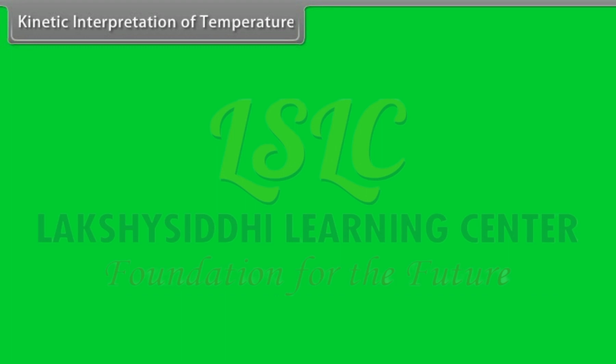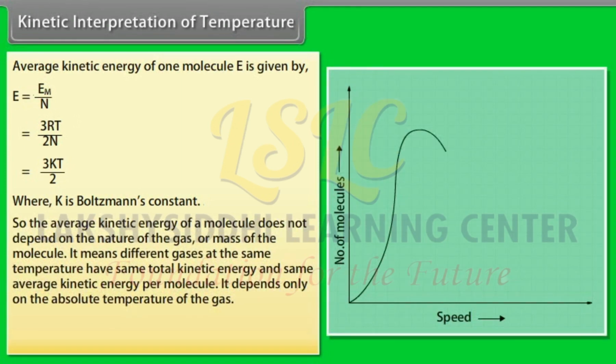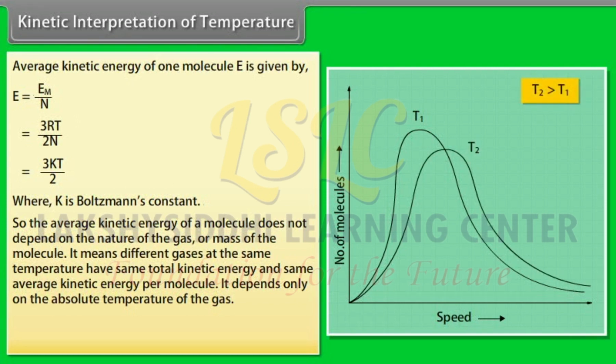Kinetic interpretation of temperature. Average kinetic energy of one molecule is given by E is equal to E total upon N is equal to 3RT upon 2N is equal to 3kT by 2, where k is Boltzmann's constant. So, the average kinetic energy of a molecule does not depend on the nature of the gas or mass of the molecule. It means different gases at the same temperature have same total kinetic energy and same average kinetic energy per molecule. It depends only on the absolute temperature of the gas.